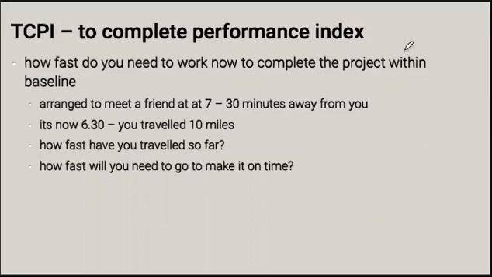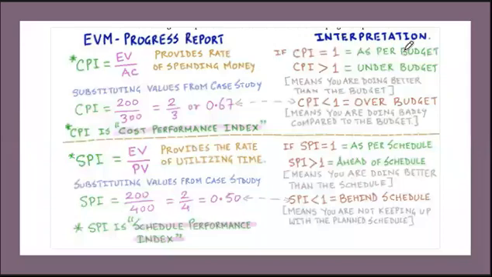So you have to go faster now than you had gone previously. Just a summary slide on the indexes. We have cost performance index, earned value over the actual cost, the rate of money spending. For example, 200 over 300, 2 over 3. Scheduled performance index provides the rate of utilizing time. So earned value 200, planned value 400, so we're behind schedule. We're not utilizing time as well as we would like to. And you have the interpretations to the right. It's useful to add interpretations in some exam questions, but we don't have to do it on Monday.